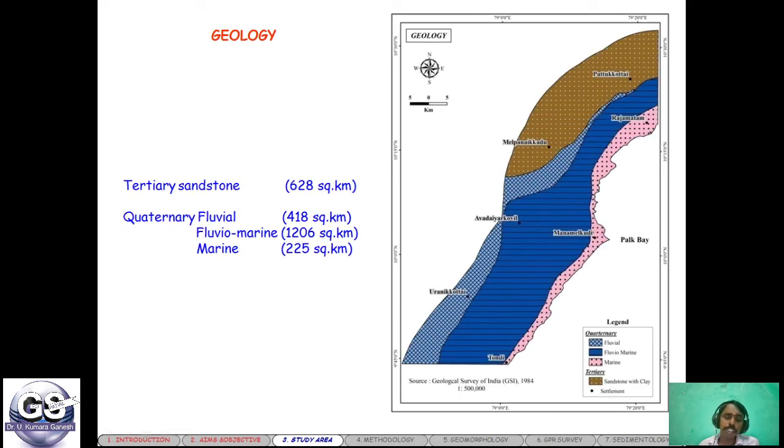To understand the geology of the study area, the geology map was prepared using the already available GSI map at 1:500,000 scale. From that we noted that a major part of the area is covered with quaternary landforms. Within the quaternary landforms, the fluvio-marine landform feature occupies a major part with an areal spread of 1,206 square kilometers. In addition, tertiary sandstone was noticed over 628 square kilometers in the northeastern part.